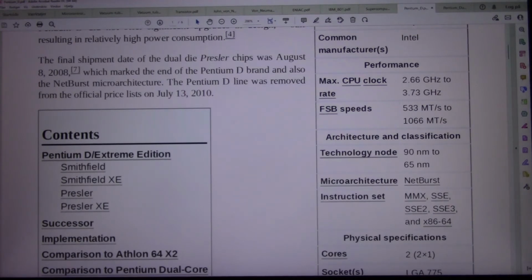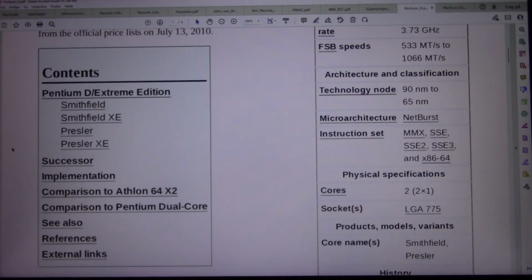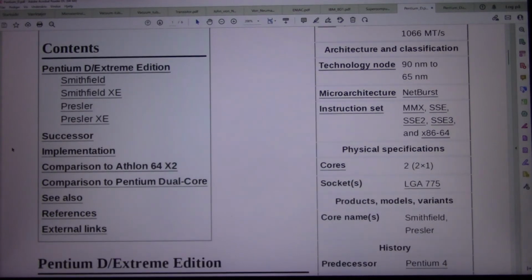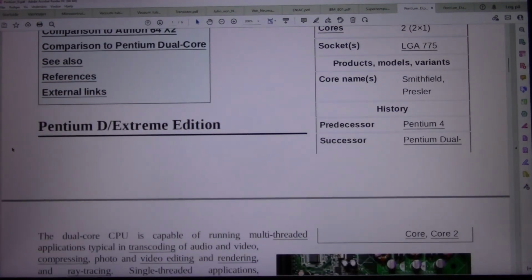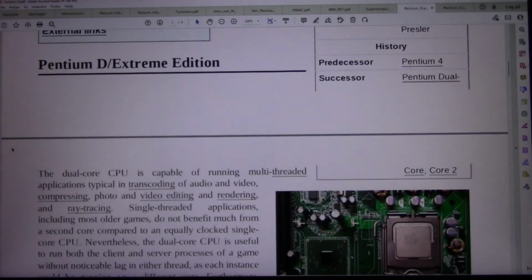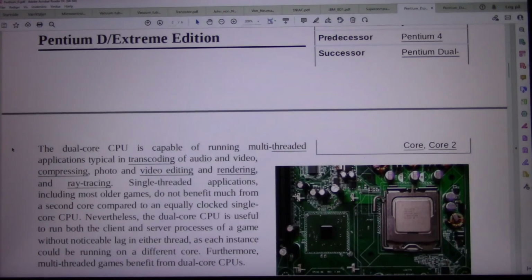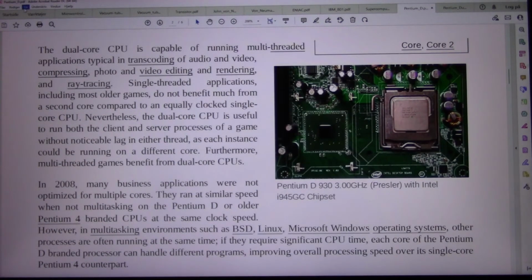Contents: Pentium D / Extreme Edition, Smithfield, Smithfield XE, Presler, Presler XE, Successor, Implementation, Comparison to Athlon 64 X2, Comparison to Pentium Dual-Core, See also, References, External links. Pentium D / Extreme Edition. Core 2. Pentium D.